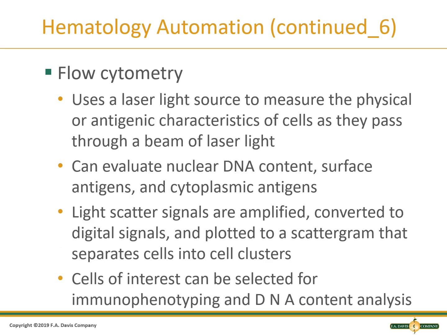Flow cytometry uses a laser light source to measure the physical or antigenic characteristics of cells as they pass through the beam of the laser light. It can evaluate nuclear DNA content, surface antigens, and cytoplasmic antigens. The light scatter signals are amplified, converted to digital signals, and plotted to a scattergram that separates cells into cell clusters. Cells of interest can be selected for immunophenotyping and DNA content analysis.